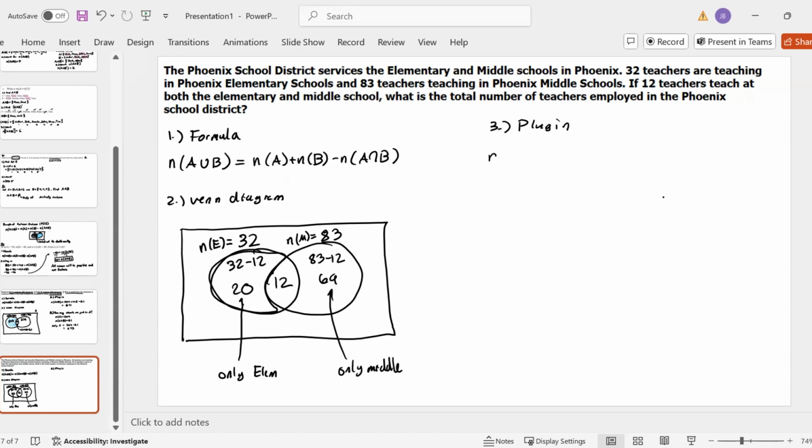But if you just plug it into the formula, okay, so what is the total number of teachers employed? So it would just be this, which is equal to 32 plus 83 minus the 12. And if you add those together, what you're going to end up getting is 103. Or you could add up 20 plus 12 plus 69, and that too is equal to, did I do that right? 103.